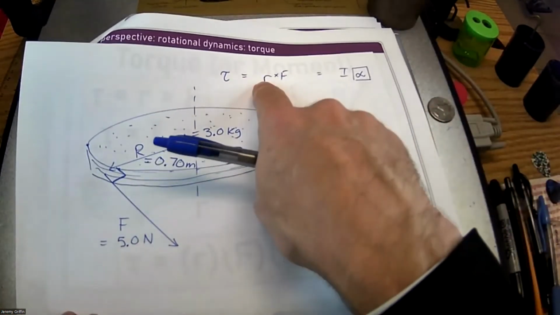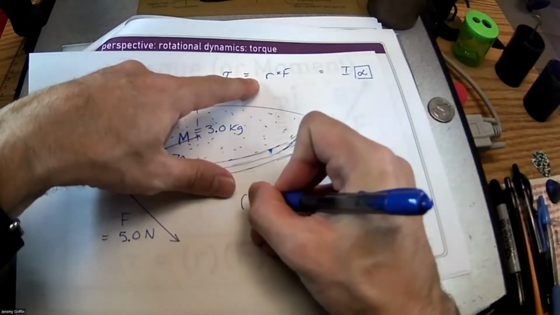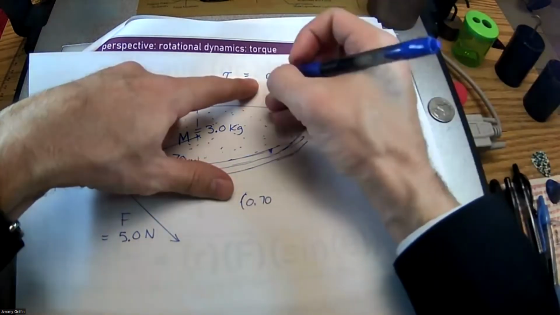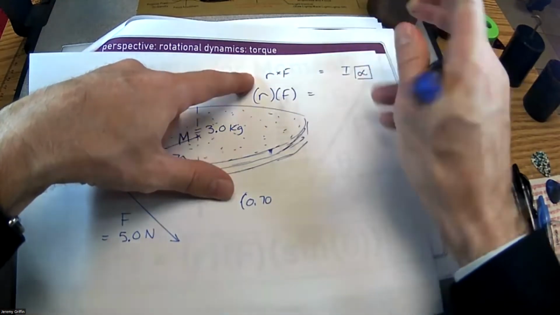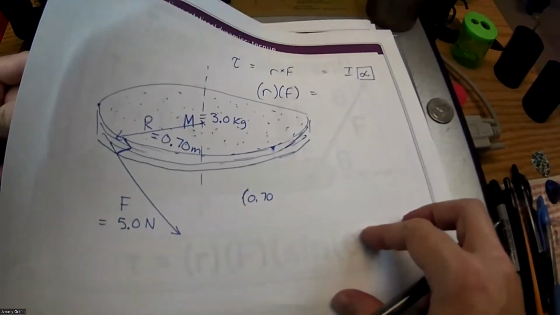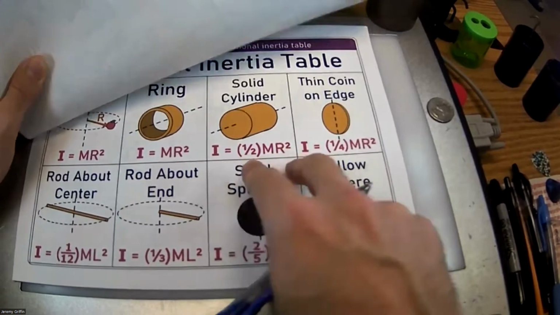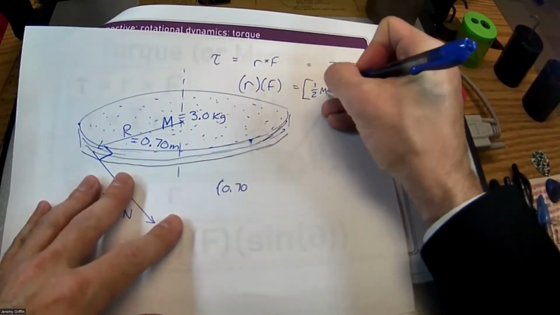Right, so I'll have a radius of 0.7 meters. Let me just bring this right down here. 0.70. Actually, I went through in one more step. Okay, got R times F times sine of 90 degrees. I remember for a turntable, you can treat that as a solid cylinder, like 1/2 mr squared. I'm going to throw that in right here, in place of the I. I'm going to call that 1/2 mr squared.